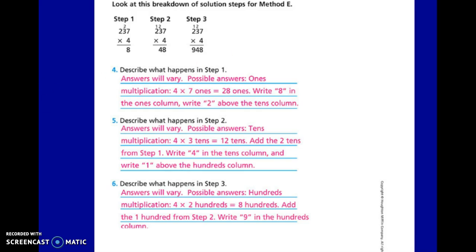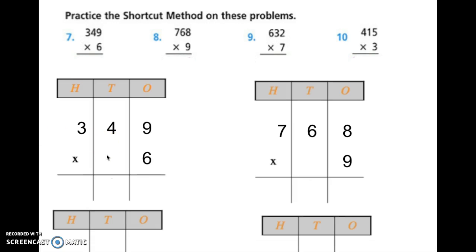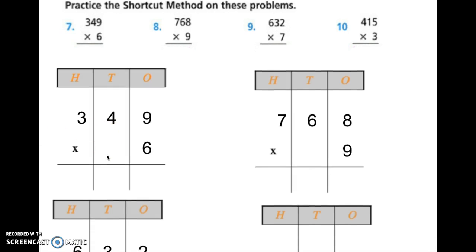So let's go ahead and practice multiplying a three-digit by one-digit a couple of times. I'm going to do one or two of these, and then I'll let you practice a couple on your own as well. So let's go ahead and start with 349 times 6. So first, I'm going to do the ones column. 9 times 6 is 54. So I'm going to write 4. Put the 5 above the tens column.